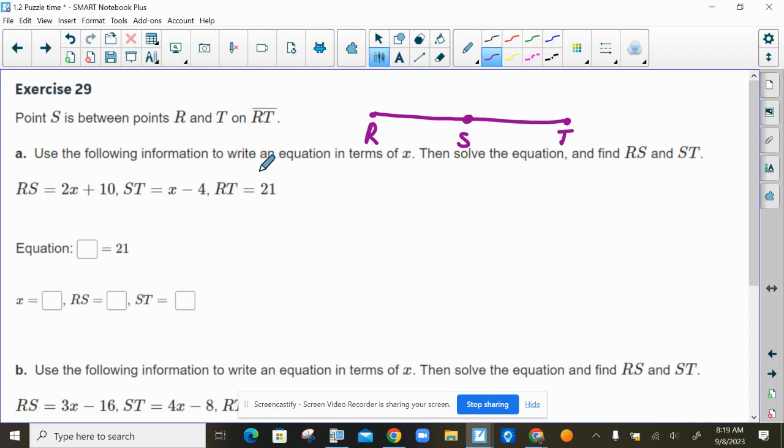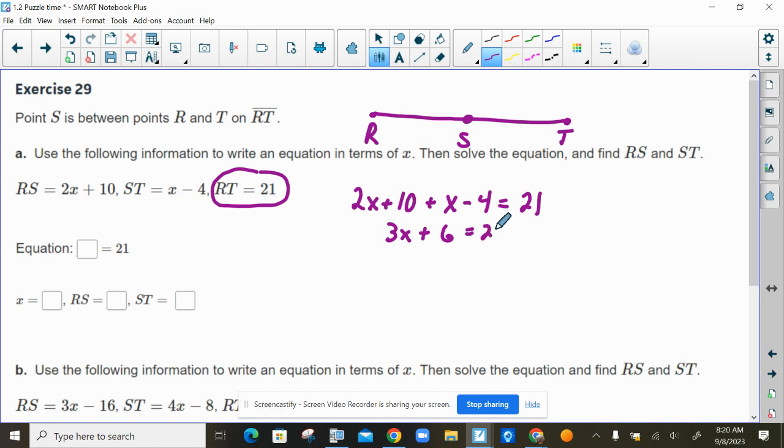So in this case, we know the total length of that segment is 21. We have to take 2x plus 10 and add ST, which is x minus 4. And now we can solve, because we have an equal sign, we know that whole thing is going to be equal to 21. Okay, so we just simply solve this. This can be simplified: 3x plus 10 minus 4 is 6. And this is what I would type in. So take this, type it in right there, and that will turn green.